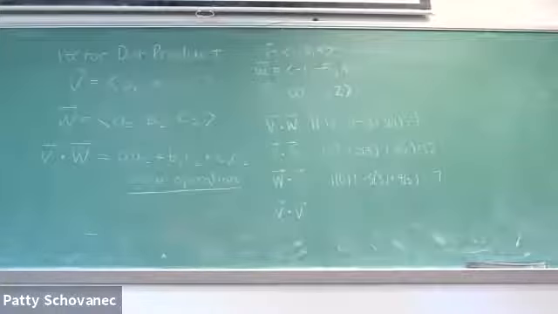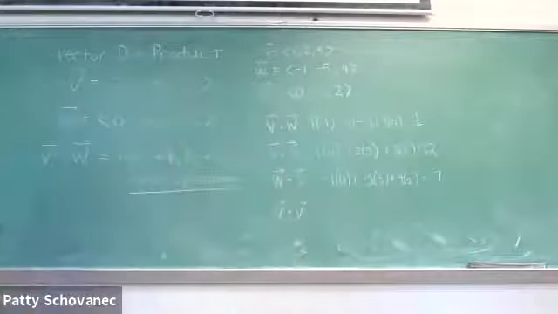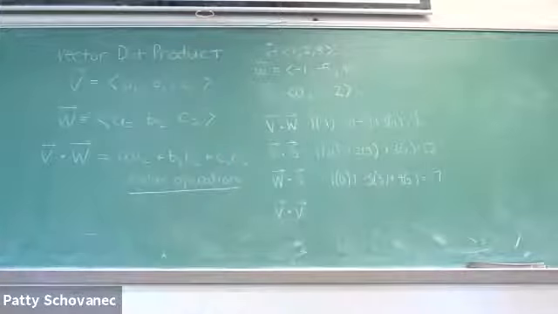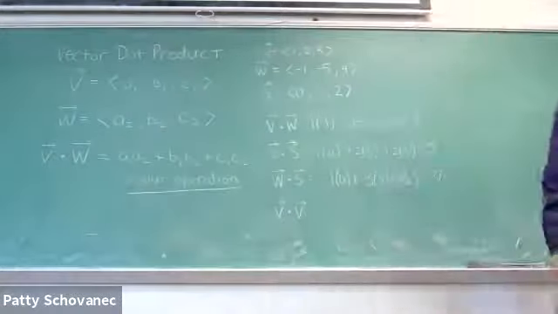And this is called the vector dot product. There was this guy named Vector Dot. So V dotted with V looks like 1 times 1 plus 2 times 2 plus 3 times 3.